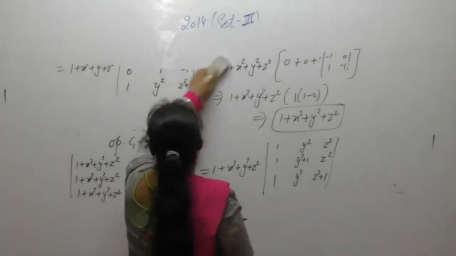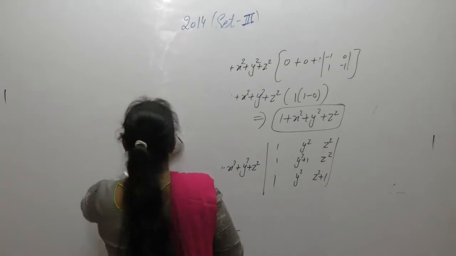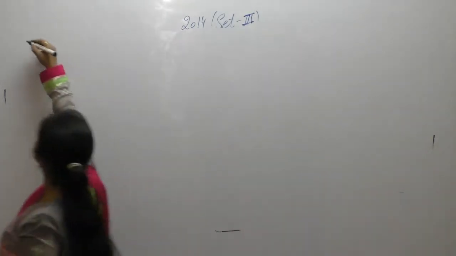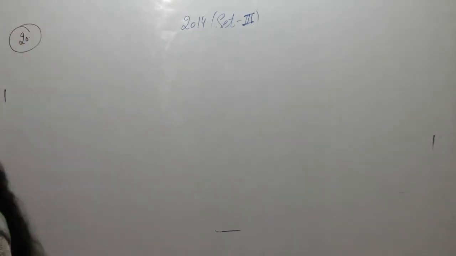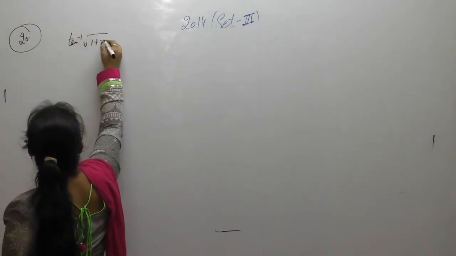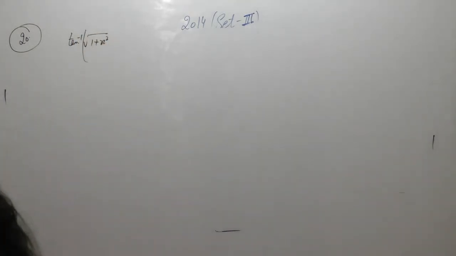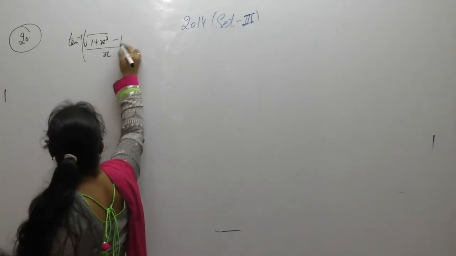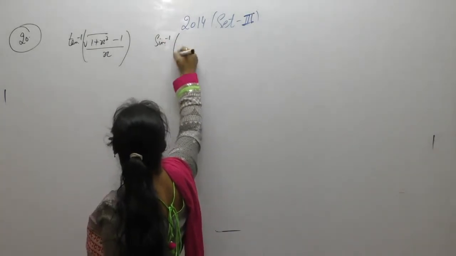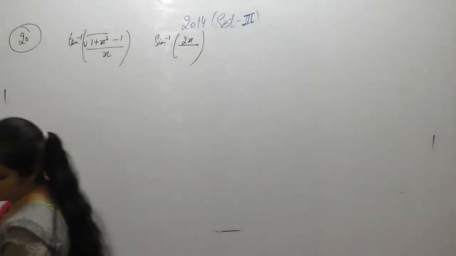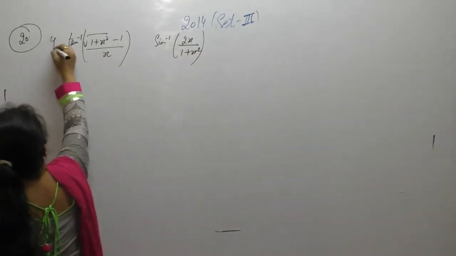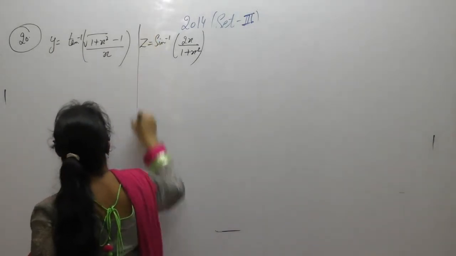Now the next one is question number 20. Differentiate tan inverse of (square root of 1 plus x square minus 1) upon x with respect to sine inverse of 2x upon 1 plus x square. Let this be y and this be z.